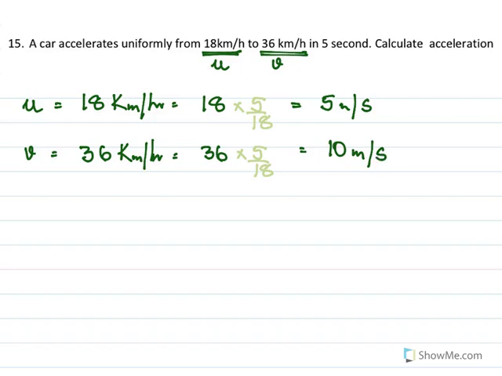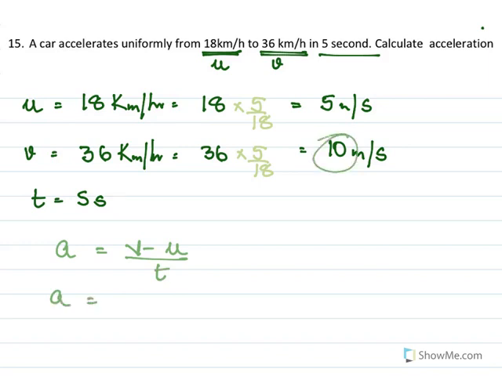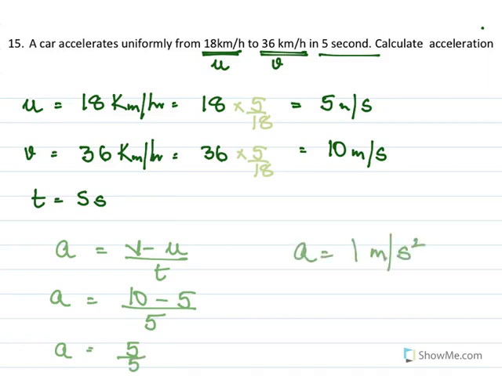And the time given is 5 seconds. Here they have mentioned 5 seconds. So time 5 seconds. Now for our acceleration, we have a equal to v minus u over t. So acceleration, v we see is 10, u is 5, and time is 5. So a equal to 5 over 5. So acceleration is 1 meter per second square.